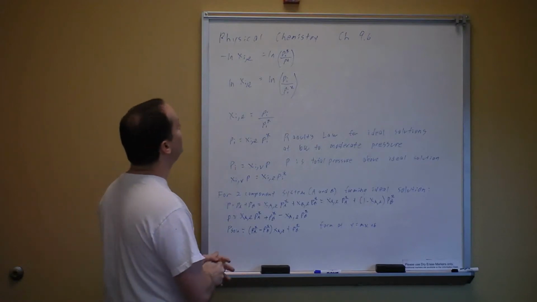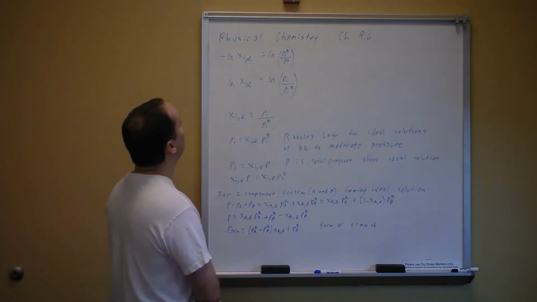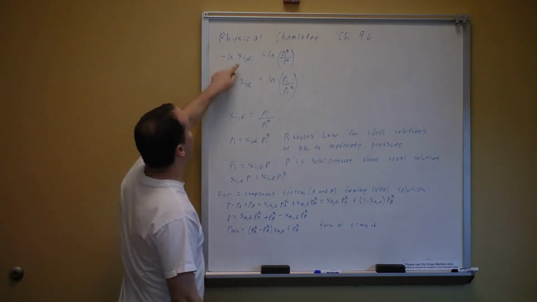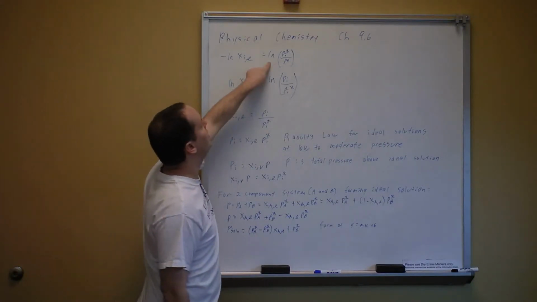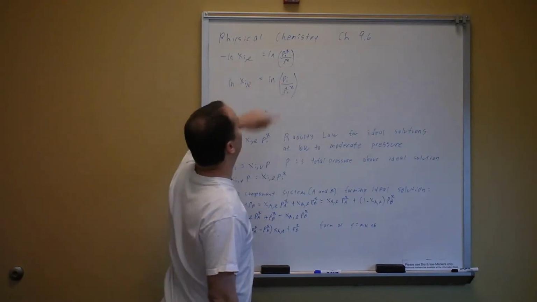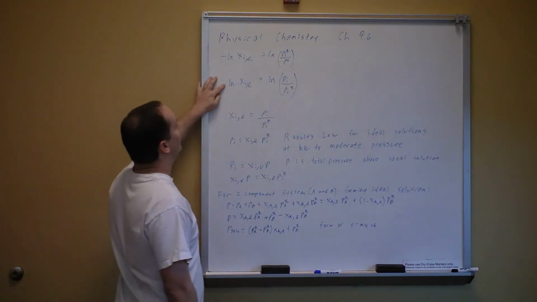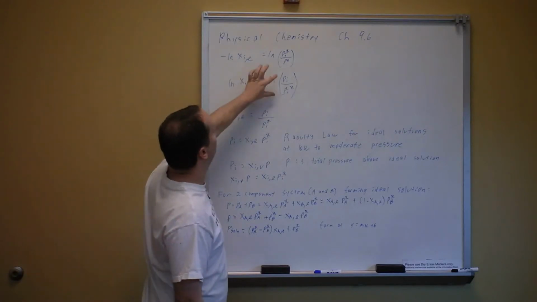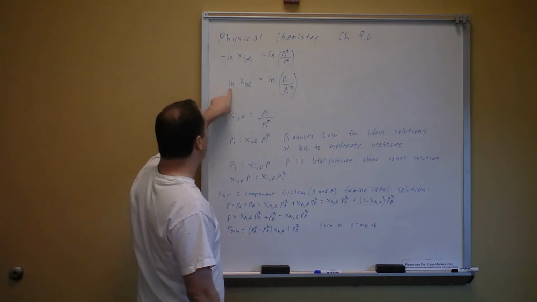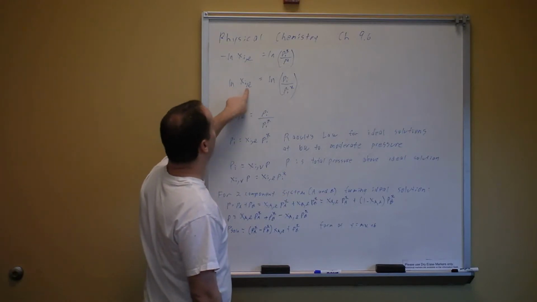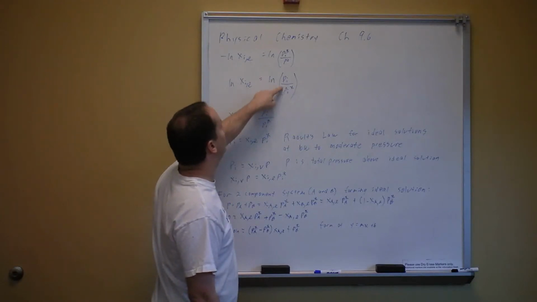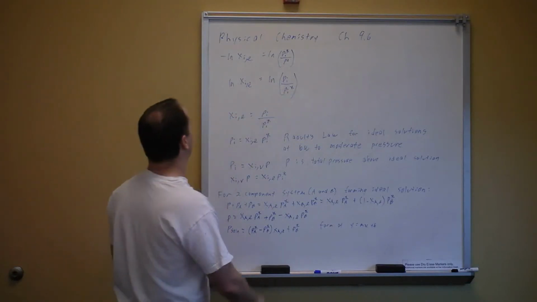Continuing on physical chemistry, chapter 9, section 6. So last slide we showed the negative natural log of the mole fraction of I in the liquid phase is equal to the natural log of the partial pressure of I unmixed divided by the standard pressure. Then just multiplying by -1 and flipping this upside down to get rid of the minus sign, we get the natural log of the mole fraction of I in the liquid phase is equal to the natural log of the partial pressure of I divided by the partial pressure of I unmixed.